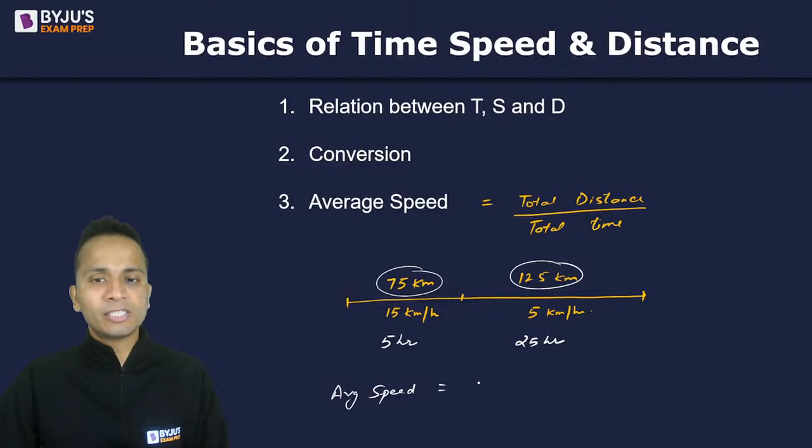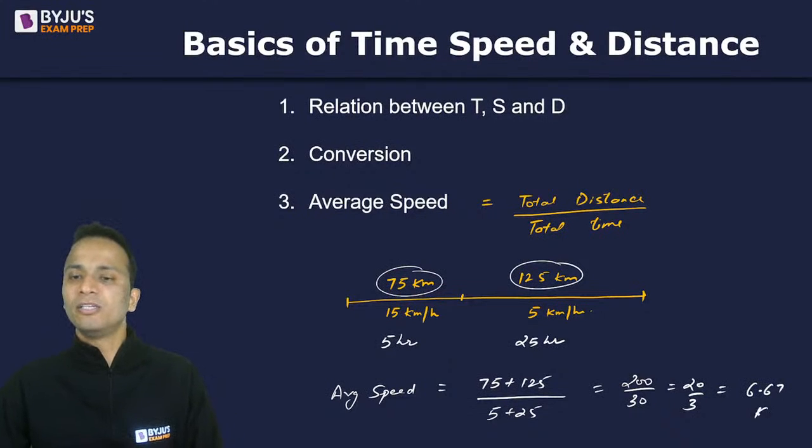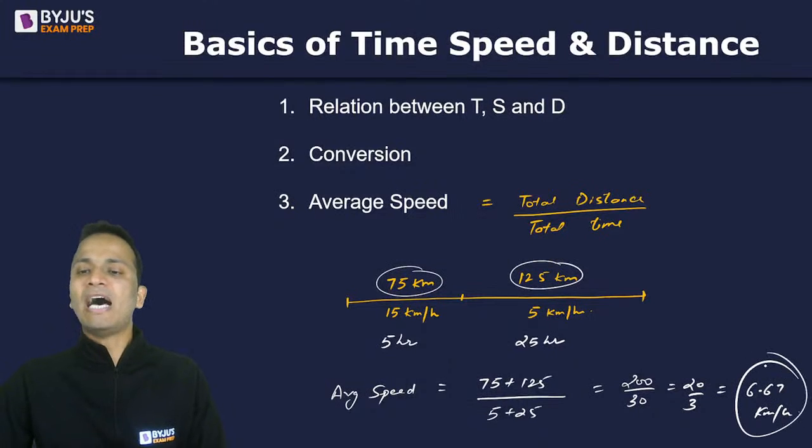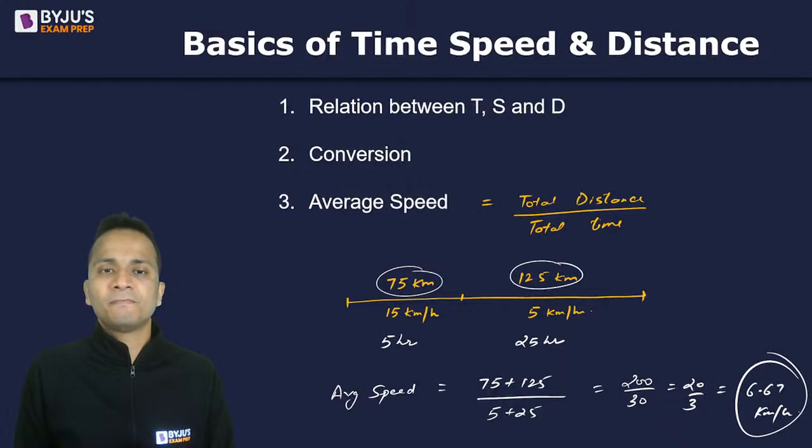So now I can find out the average speed, which will be total distance, which is 75 plus 125, divided by the total time taken, which will be 5 plus 25. All right. So the final answer will be 200 upon 30, or 20 upon 3, or 6.67 kilometers per hour. So units are very important. The average speed for this entire journey will be 6.67 kilometer per hour. All right.